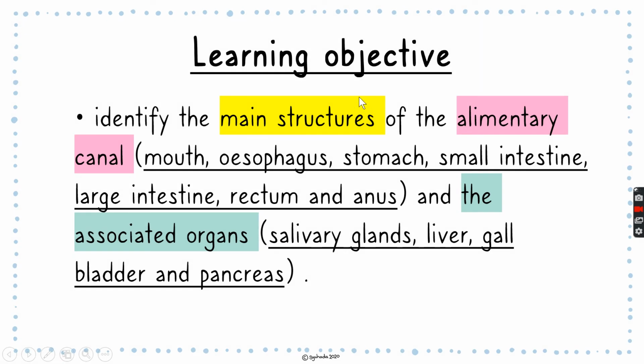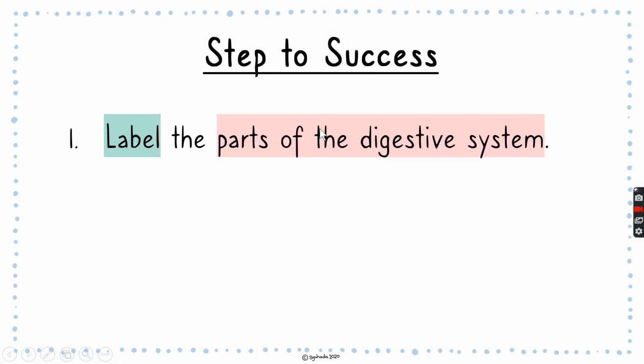So now we're going to have a new learning objective, which is to identify the main structures of the alimentary canal: the mouth, esophagus, stomach, small intestine, large intestine, rectum and anus, and also all the associated organs like salivary glands, liver, gallbladder, and the pancreas. For this learning objective, you need to be able to label those main structures and spell all of the parts correctly.